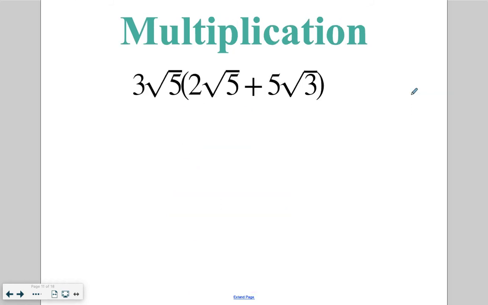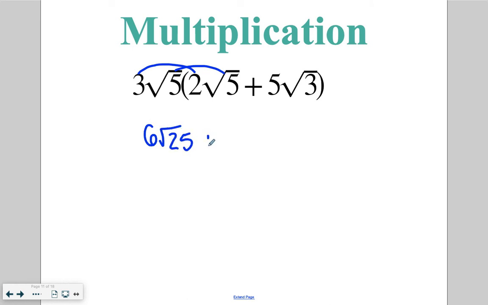We can also use the distributive property while we are doing radicals. So when we're doing this, we're going to distribute. So we've got 3 square root of 5 times 2 square root of 5 plus 5 square root of 3. For the distributive property, the first part you would do 3 times 2, which is going to give you 6. And then square root of 5 times square root of 5, which is square root of 25.